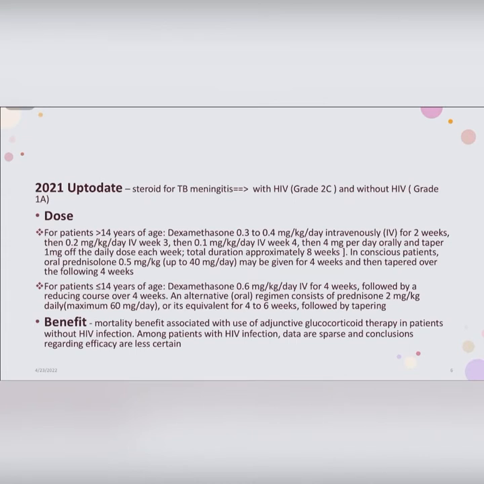Here are the doses for TB meningitis. We will give steroid in TB meningitis for a total of 8 weeks. I want to divide these 8 weeks into two parts: the first 4 weeks and the second 4 weeks.